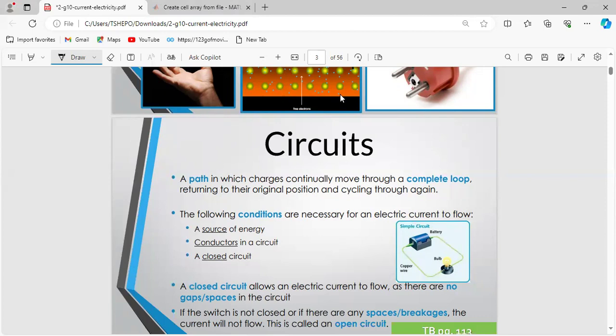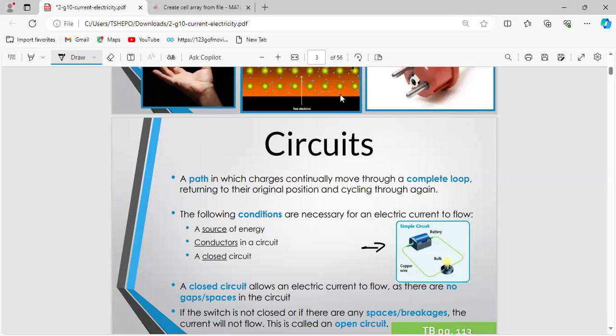But now when you think of a circuit, what are you thinking of? Have a look at this diagram over here. This is a simple schematic diagram of a circuit. A circuit is composed of components. But let's have a look at the components presented in this diagram. We have the battery, we have the copper wire, and a copper wire is a good conductor of electricity.